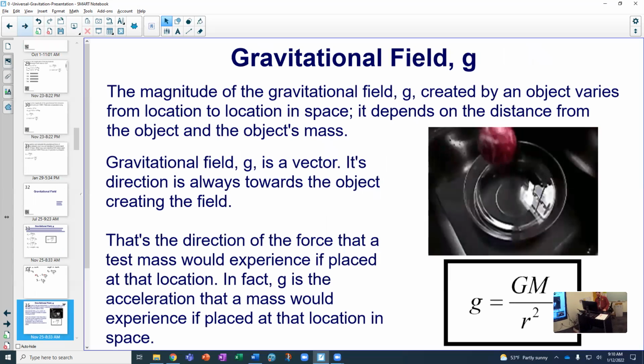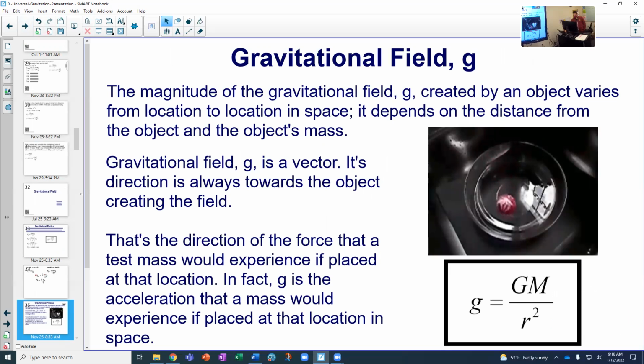All right. Last little bit here on gravitational field. Can I get someone to read this slide for us?